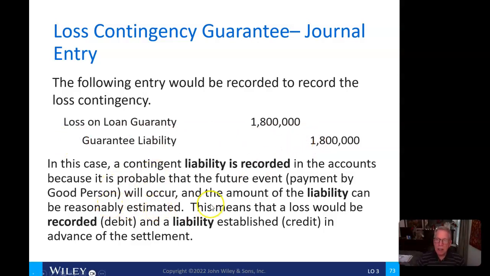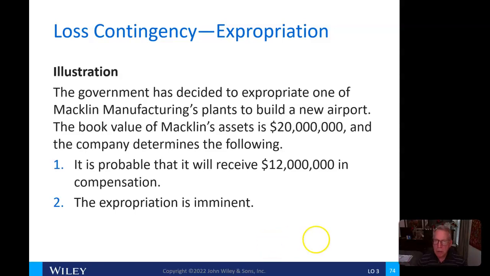In this case, a contingent liability is recorded in the accounts because it's probable that the future event, payment by Good Person, will occur, and the amount of the liability can be reasonably estimated. This means that the loss would be recorded with the debit and a liability established, the credit, in advance of the settlement. That looks like a good place for us to stop this video.